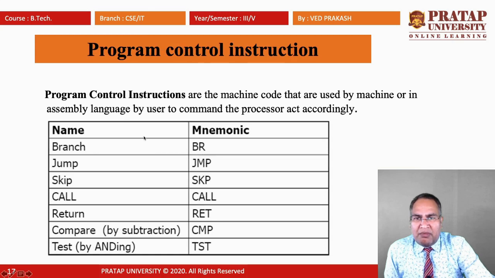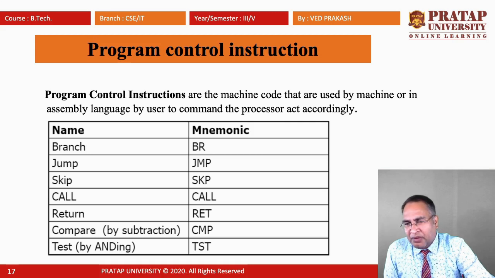Next one is program control instructions. The program control instructions are the machine code that is used by the machine, or in assembly language by the user, to command the processor to act accordingly. For example, branch, jump, skip, call, return, compare by subtraction, or test.